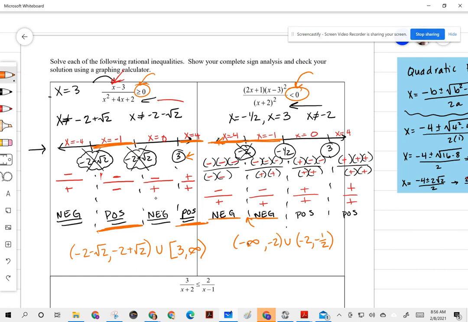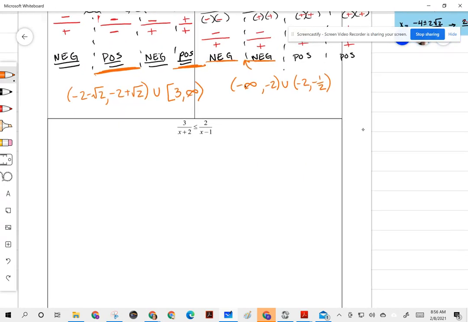All right, last one. Now this one looks a little bit intimidating, but this just combines your algebra skills in this case. So when you guys go to do a rational, you're just going to rewrite it. So 3 over x plus 2, we're going to move this over to the other side by subtracting it. And we keep the sign. It was less than or equal to, but when we move that over, it's now 0.